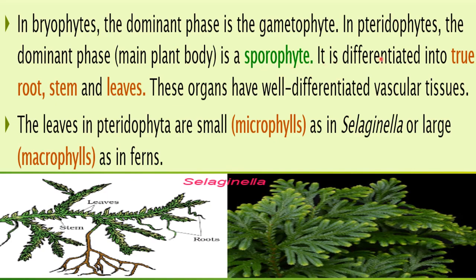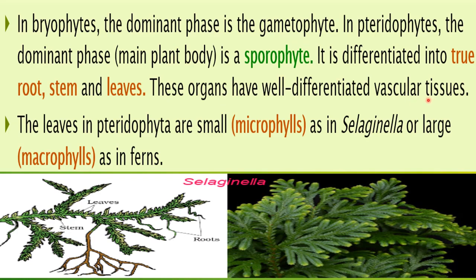Now this sporophyte is differentiated into true root, stem and leaves. Okay, sporophyte of the pteridophytes is differentiated. As you know, in the bryophytes differentiation had started, but the true leaves, stem and root structures were not present. But here in the pteridophytes, true root, stem and leaves are present. These organs have well differentiated vascular tissue. Okay, so these are features of the pteridophytes.